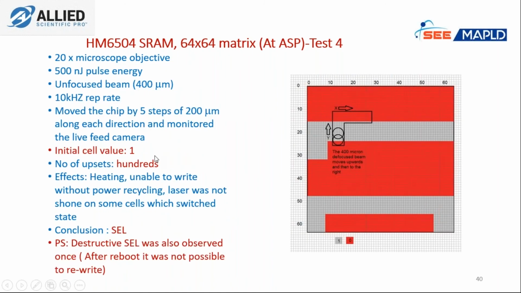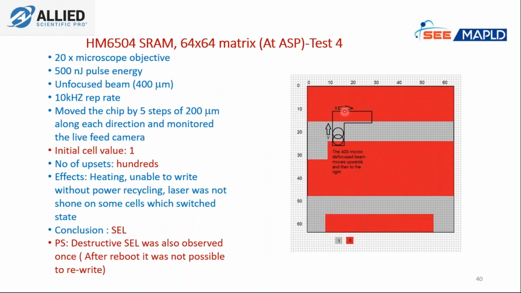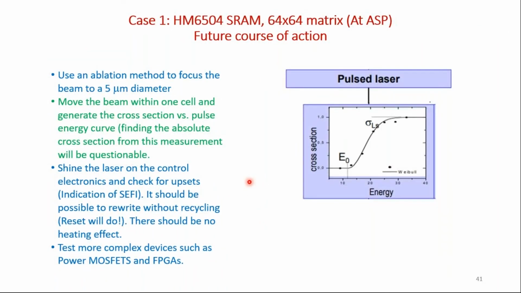And then finally, we changed the microscope objective to 20 times, and we got a 500 nanojoules pulse energy, which was really high. And a lot of areas after moving the beam along this inverted L basically changed their state from 1 to 0, all these red ones. So more than 60–70% of the cells switched, and the chip got super hot. When we recycled the power, we could still not write a 1 on these cells that had switched state. So that clearly shows a destructive SCL, because the reboot also didn't help us to fix the problem.